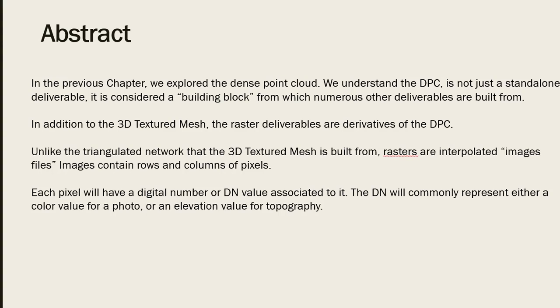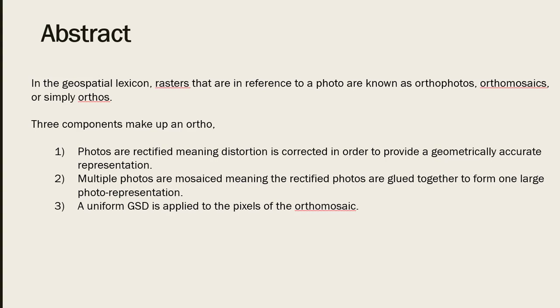Unlike the triangulated network that the 3D textured mesh is built upon, rasters are interpolated images that contain rows and columns of pixels. Now, each pixel will have a digital number, or DN, value associated with it. The DN will commonly represent either a color value for a photo or an elevation value for a topography. In the geospatial lexicon, rasters in reference to a photo are known as orthophotos, orthomosaics, or simply orthos.